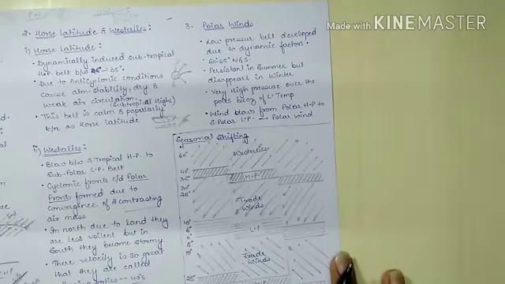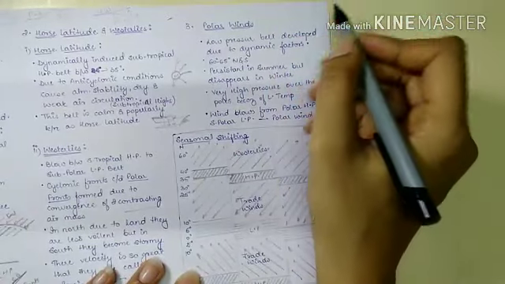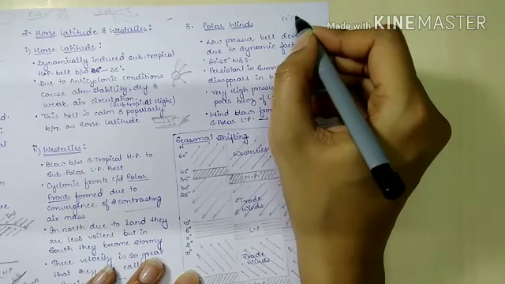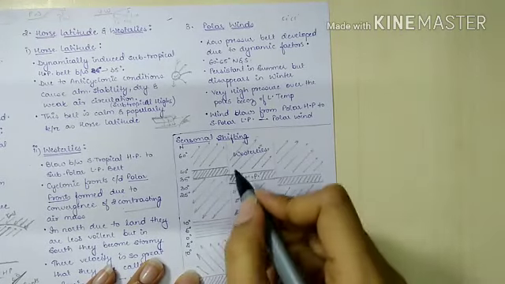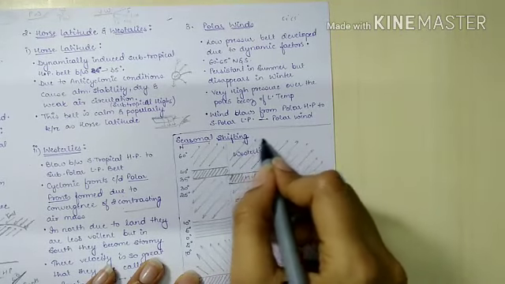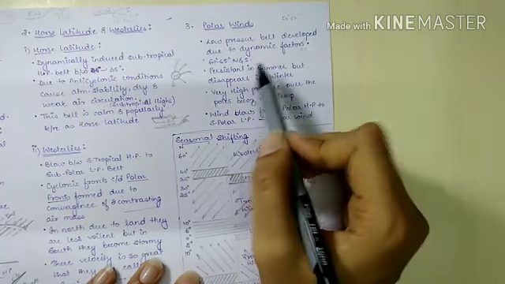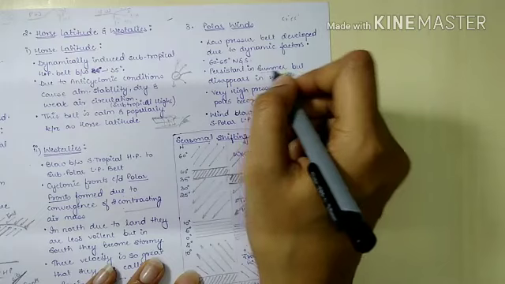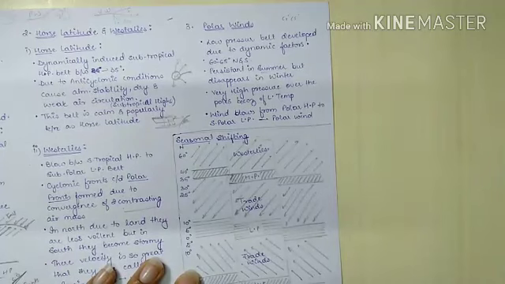Lastly, we have polar winds. We have low pressure developed due to dynamic factors at 60 to 65 degrees north and south. That is, low pressure is developed here. That is the subpolar low pressure. Now this low pressure is persistent in summer but it disappears in winter. We can see it in summer, but in winter it disappears.